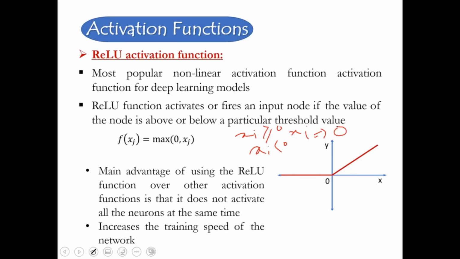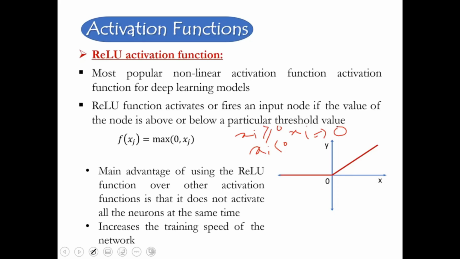But if you are having a positive value or 0, you will fire or activate, so that determining the patterns, that is, positive values are having the important patterns in the image.